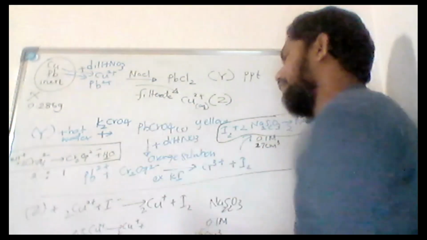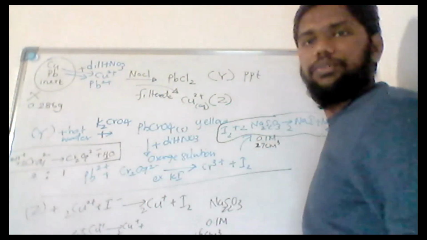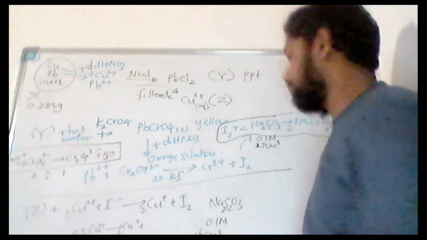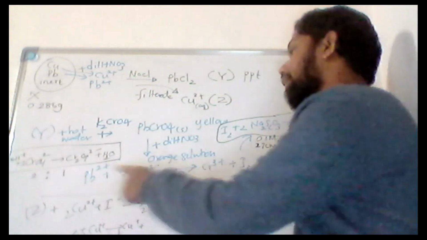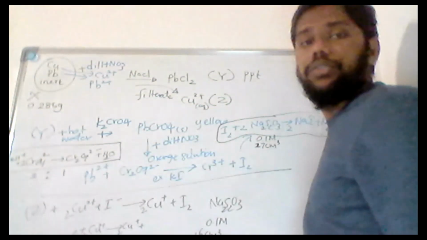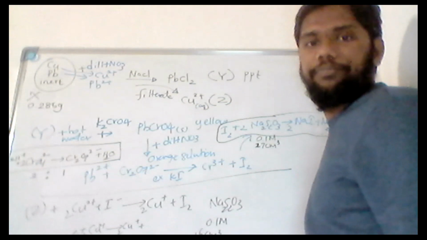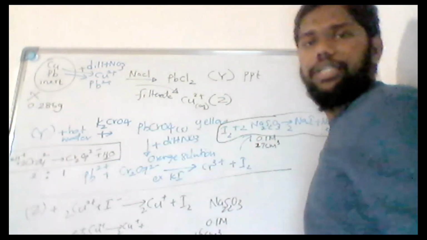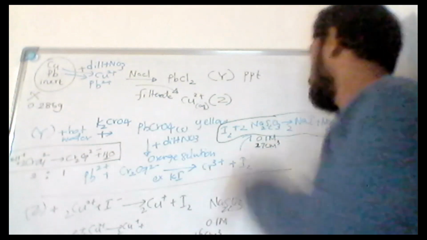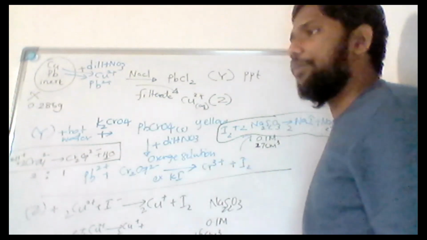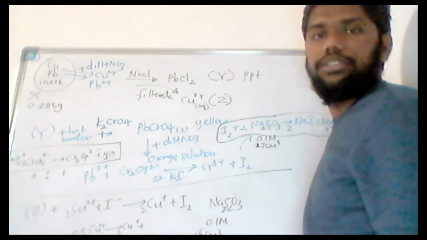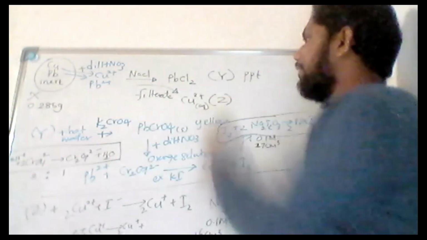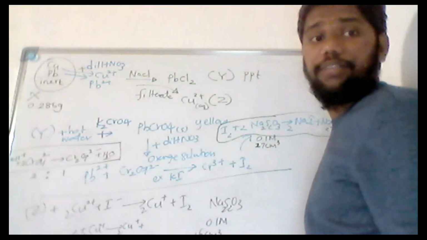And then they have added excess KI. So you have to know this one. When you add excess KI, I- is going to oxidize to I2. And then the dichromate solution is going to reduce to chromium 3+, right? Then the liberated I2, then it's the normal procedure. They have titrated with sodium thiosulfate, and the volume and the concentration of sodium thiosulfate are given. That is one process.